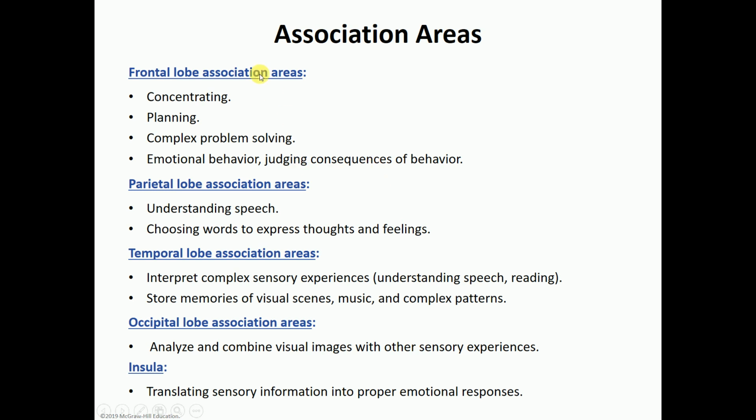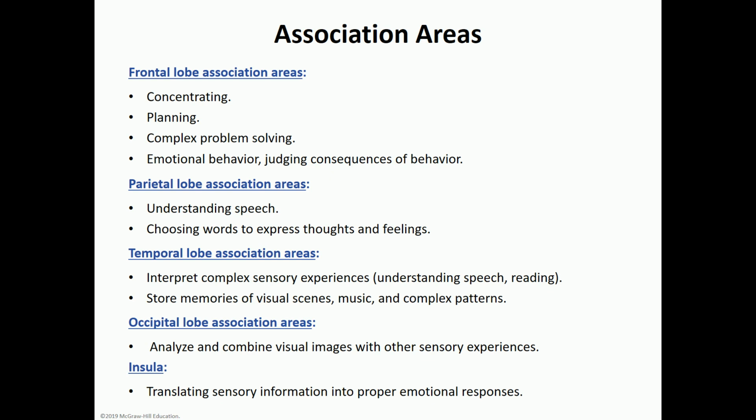So the frontal lobe association areas are responsible for concentrating and planning, complex problem solving, emotional behavior, and judging consequences of behavior. So the frontal lobe, like as you're taking a test to answer a question, and you kind of have your hand on your forehead, trying to think, concentrate here. Okay, so that is your concentrating area, the frontal lobe association area. You're planning, planning like a trip. All of that information is being processed through the frontal lobe.